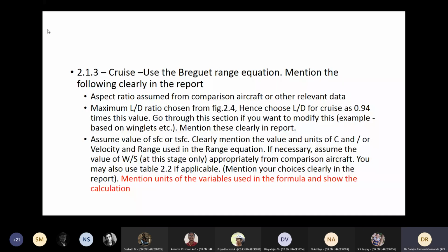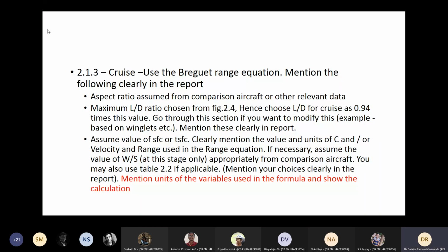If necessary, assume the value of wing loading only for this from the comparison aircraft if it is needed. Okay. If it is not needed, you don't have to assume this, because you will be estimating in the next stage. If you need it in this stage, you have to go from historical data. Don't worry, you don't have to come back and change this again if your wing loading is different later. Don't do that. You'll go into an infinite loop if you start doing that. So this is just to get an initial weight estimation. So you can assume a reasonable value of wing loading here if necessary.